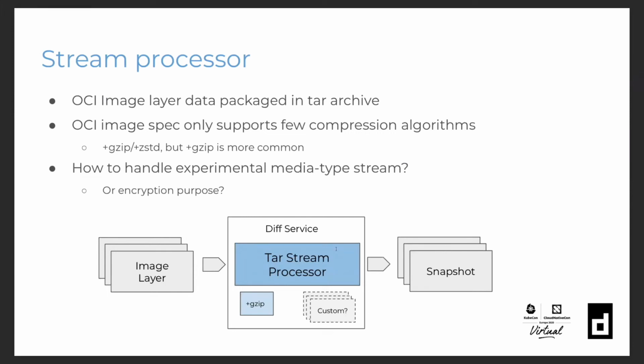Look at this picture. When you download the image, the client will call the diff service to read the image layer data to get the tar archive and then unpack it into the snapshot. If the image layer is with gzip compression, containerd will decompress it into a tar stream before unpacking. We know containerd only supports gzip compression right now. So what if the user wants to use zstd image data? So what if the user wants to use encrypted image data?